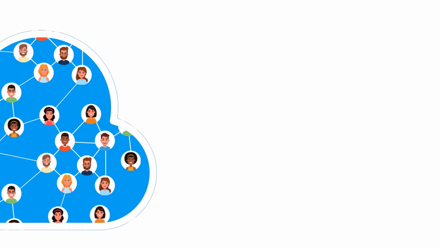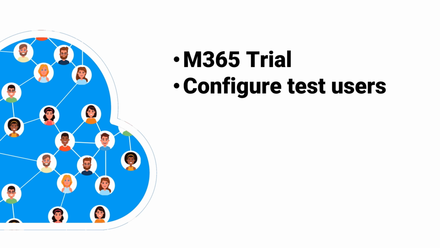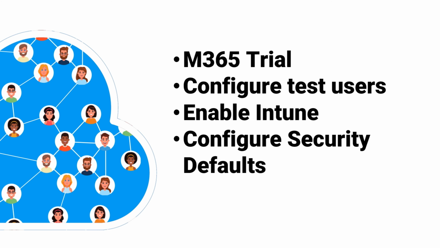Let's quickly recap. We've signed up for our Microsoft 365 Business Premium trial and removed the recurring billing profile. We've created test users, assigned Business Premium licenses, and recorded the credentials. And we verified that Microsoft Intune is enabled and that our tenant is secured, with security defaults.